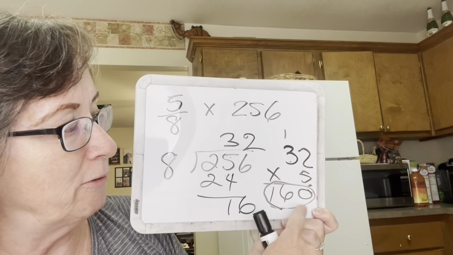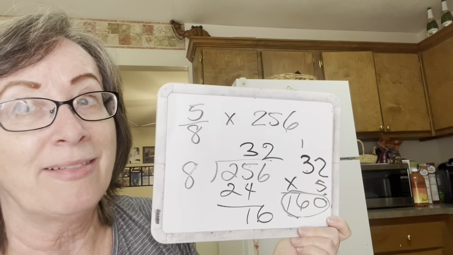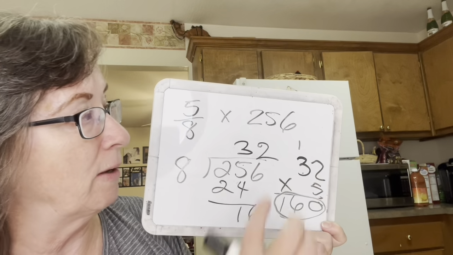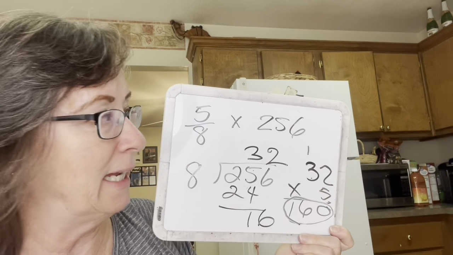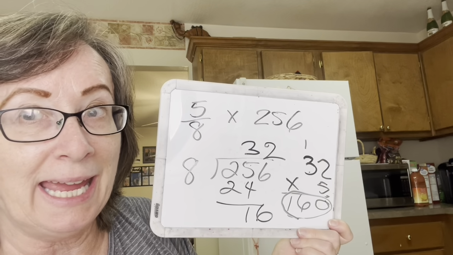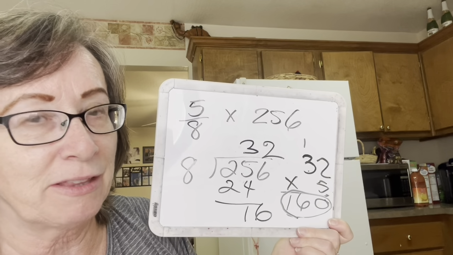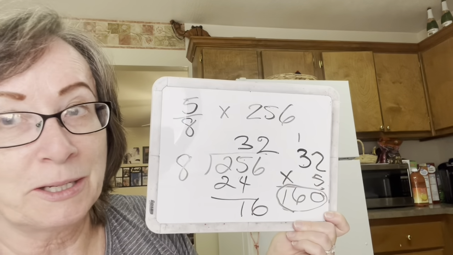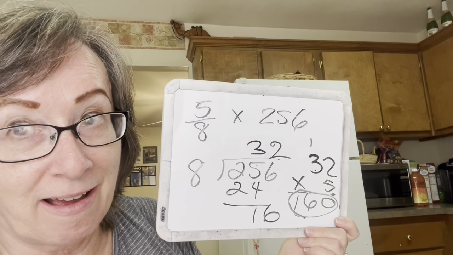And isn't 160 greater than half of 256? So half of 56 is 28. Half of 200 is 100. 128 would be half the farmers. 160 is going to be 5/8 of the farmers.